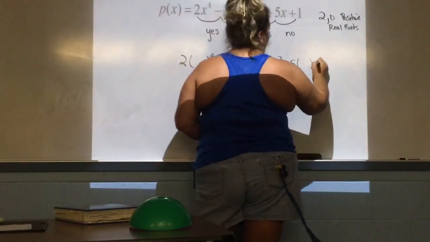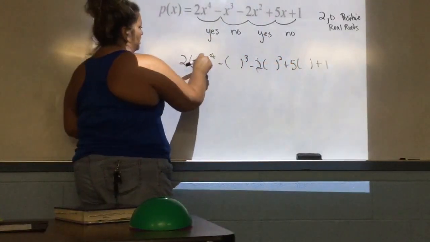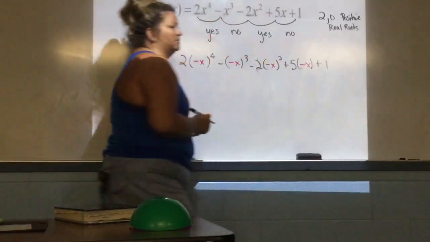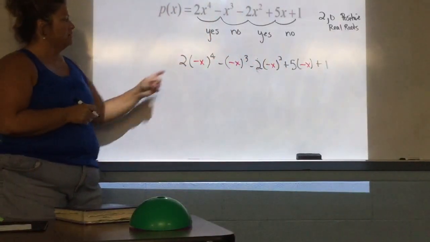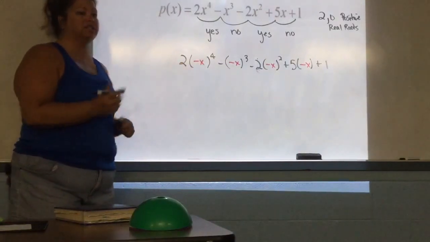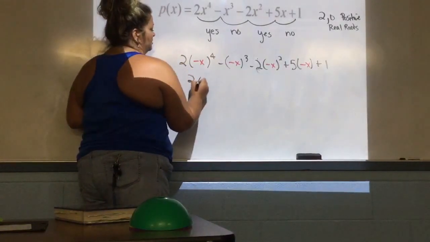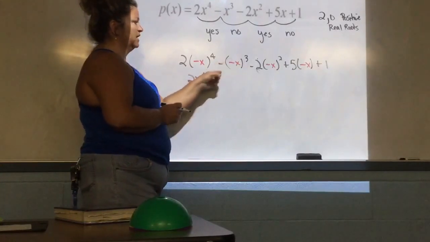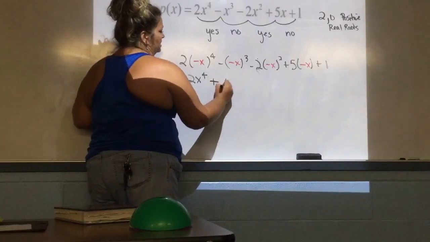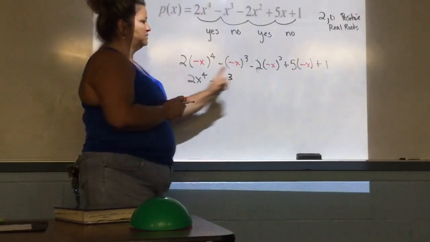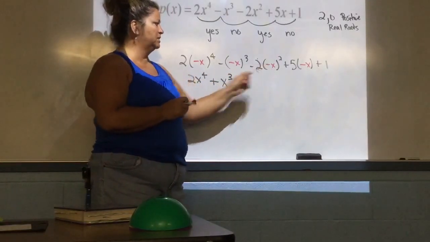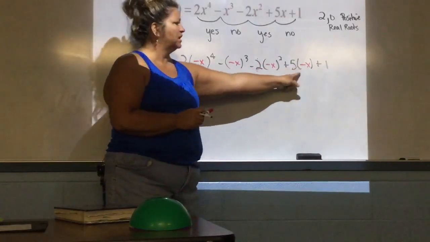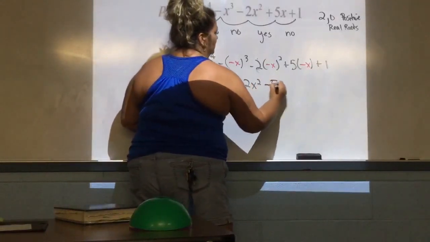Why are you leaving little space in there? Because I'm going to make them pretty so that you can see what we have changed. Okay, when I take a negative to an even power, it goes positive. So 2x to the 4th. To an odd power is negative, and a negative times a negative makes a positive. Good. This becomes a positive times a negative, negative, and a positive times a negative, negative.